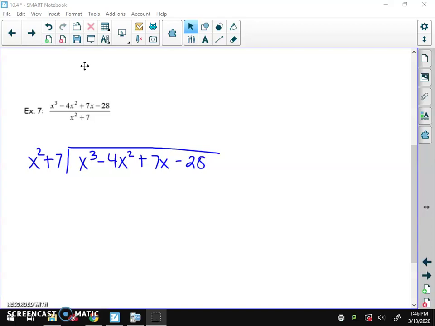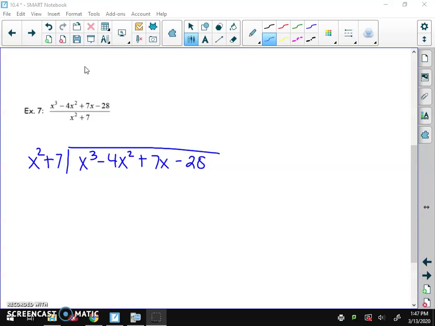In example 7, we seem to have all the terms in the division box, x cubed, x squared, x, and then a constant. On the outside, or the number that's the divisor, is x squared plus 7. So that one is missing a term of just plain x. But the process is still the same. You have to ask yourself, what would you multiply x squared by to be able to get rid of the x cubed? And the answer to that is x.